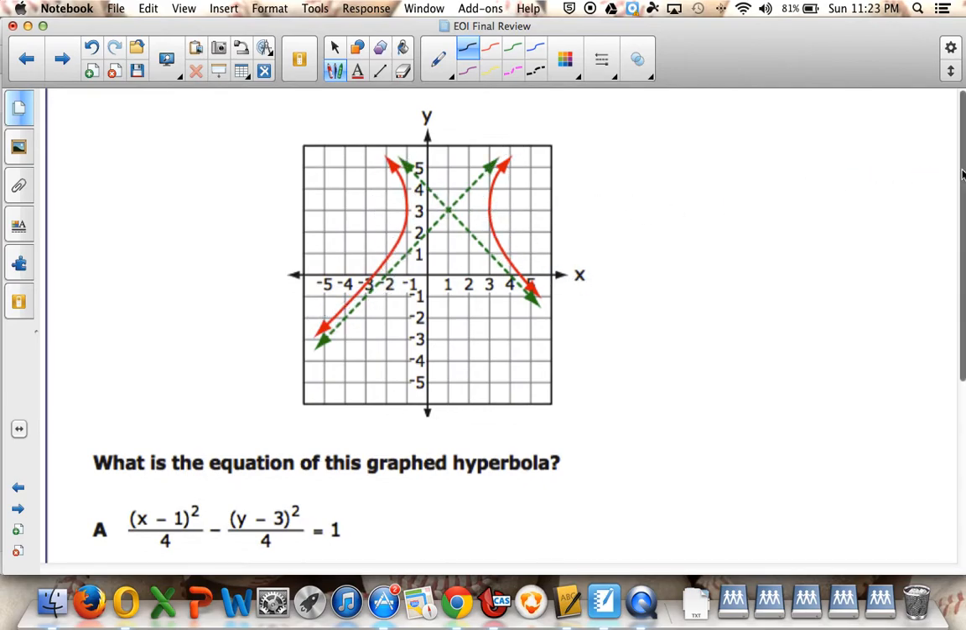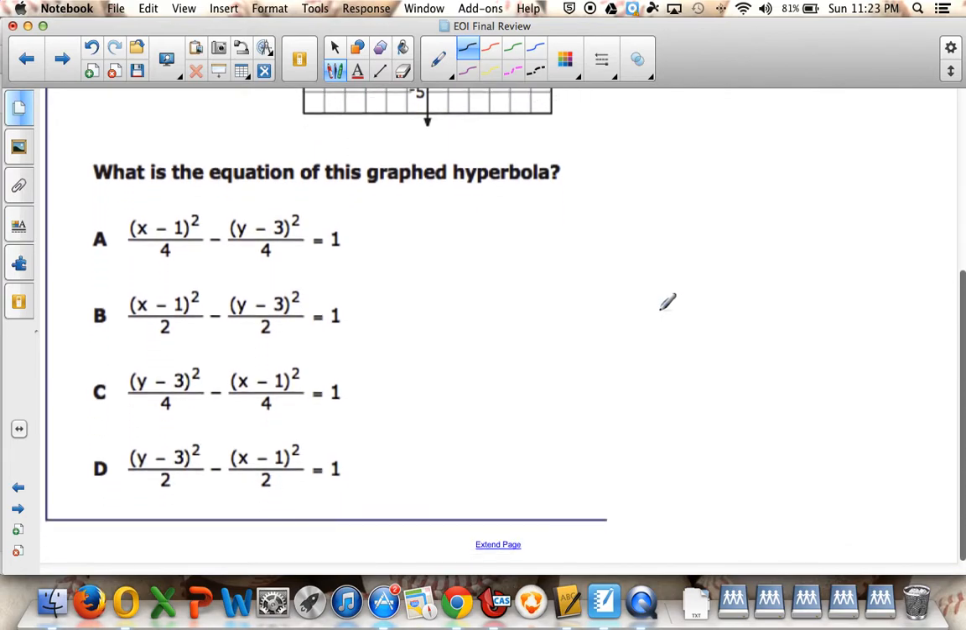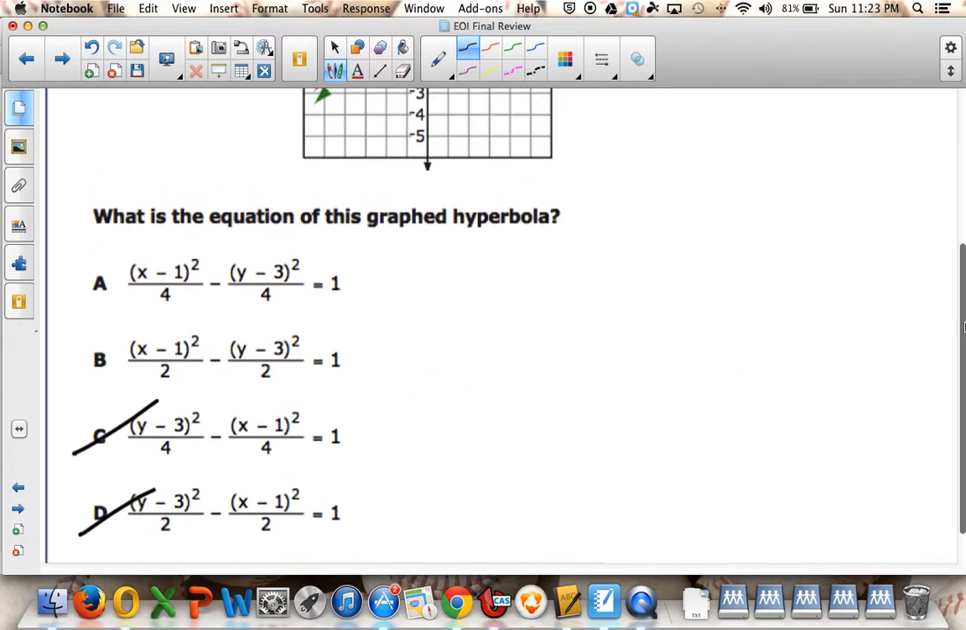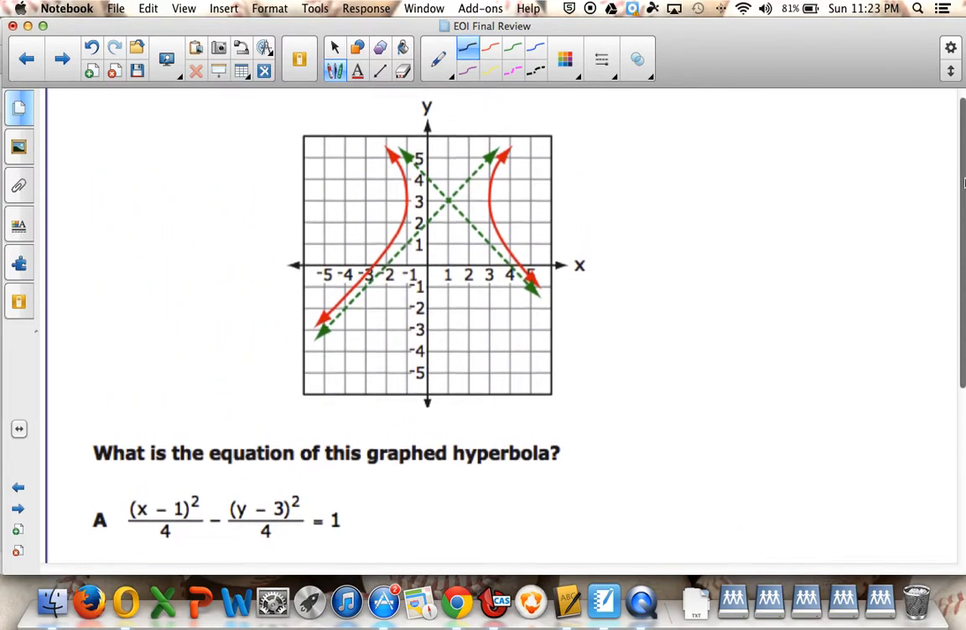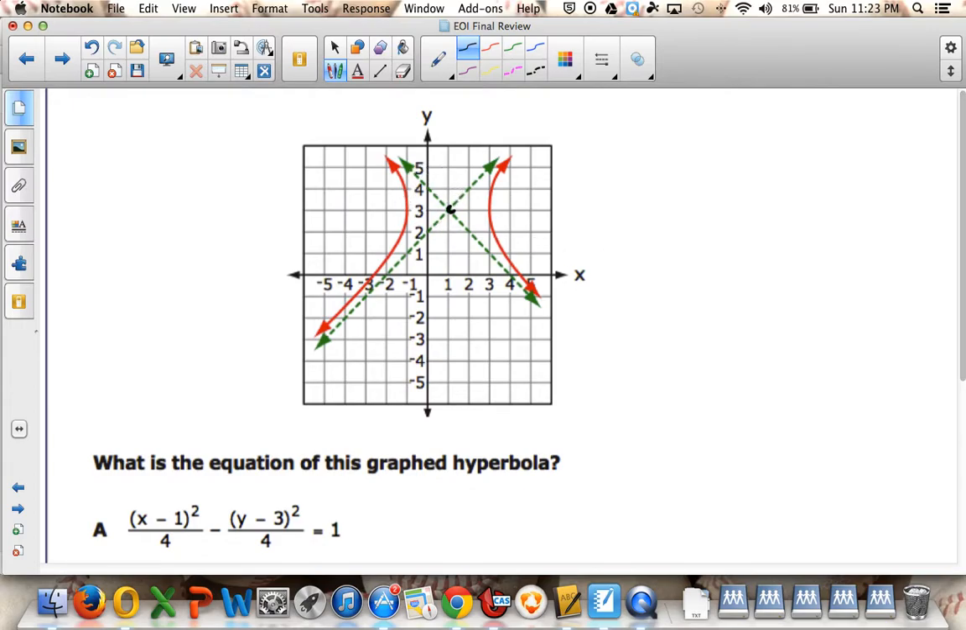Horizontal parabolas start off with x values first in the first fraction, like A and B. C and D have y, so those would be vertical parabolas. Next thing we need to find is the center of this hyperbola. The center right here is going to be at 1, 3.